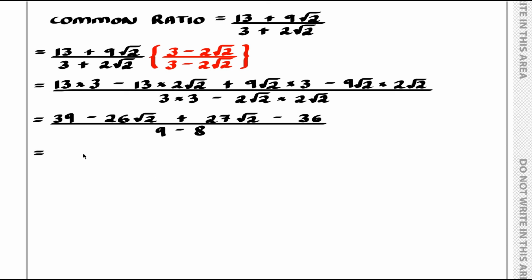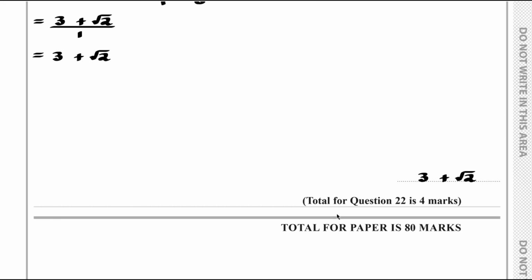So let's simplify this as much as we can. 39 subtract 36 is 3. And then we've got negative 26 root 2 plus 27 root 2, which is just root 2. So that's what belongs on the numerator. And for the denominator, we've got 9 subtract 8, which is 1. And 3 plus root 2 over 1 is just 3 plus root 2. And therefore, the common ratio is 3 plus root 2, which is in the form a plus root b.